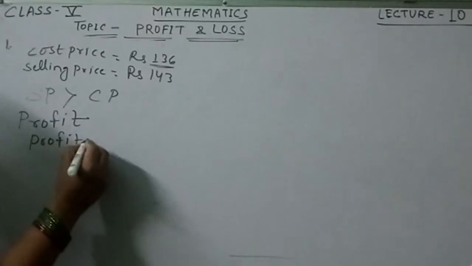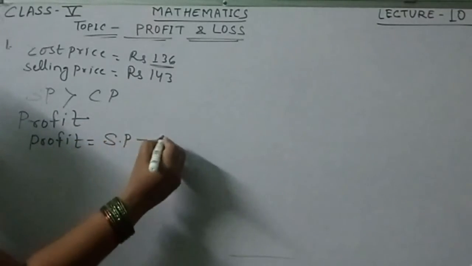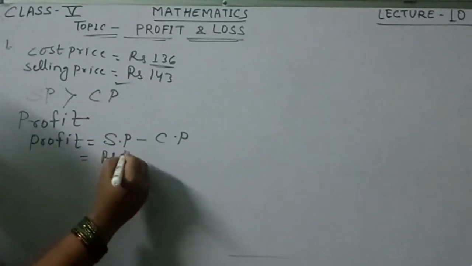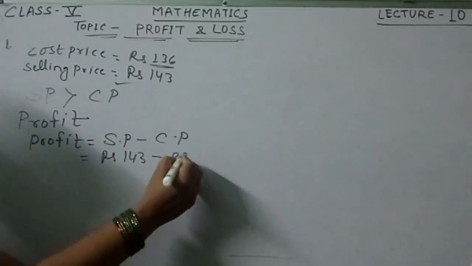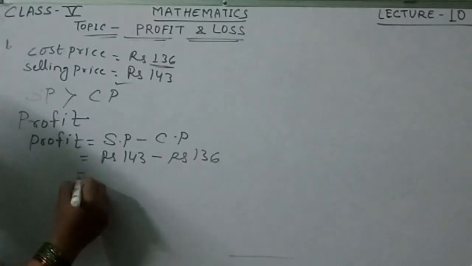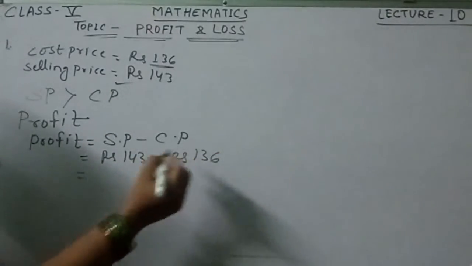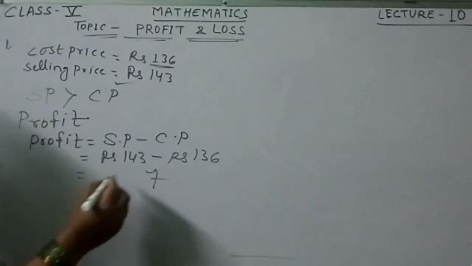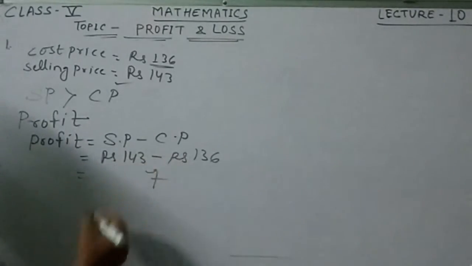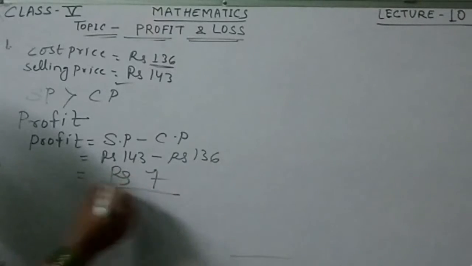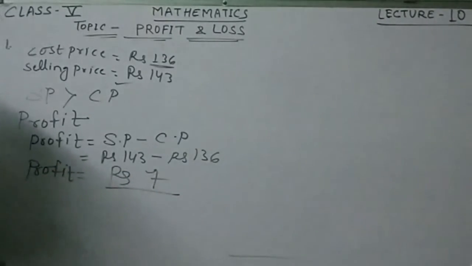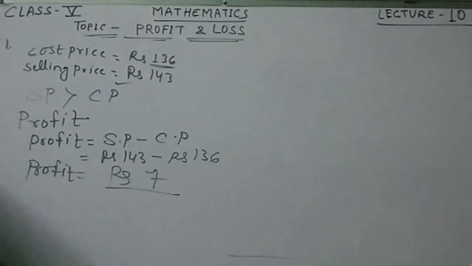Profit is equal to SP minus CP. And what is SP here? Rupees 143 minus rupees 136. Subtract the numbers. 13 minus 6 is 7, 3 minus 3 is 0, 1 minus 1 is 0. What is it? Rupees 7. What was the profit? It was 7 rupees. Profit is 7 rupees.